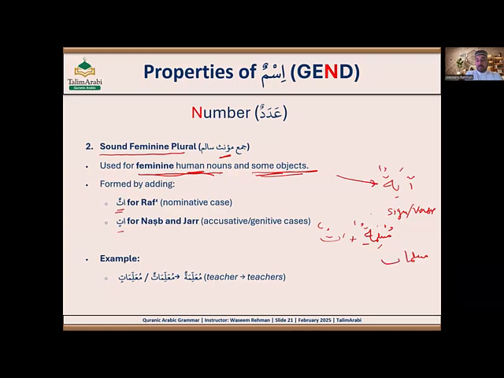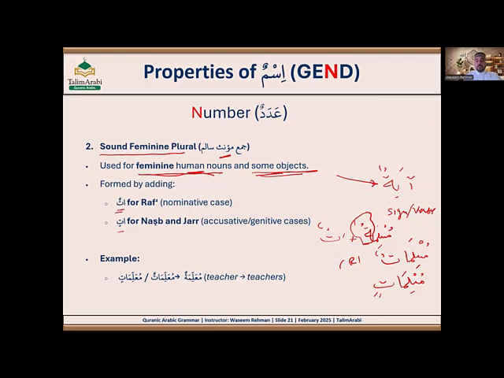And also you are dropping this ta marbuta. Now ta marbuta is gone. So you are dropping ta marbuta and adding atun at the end. For rafa, muslimatun, and for nasab and jar, muslimatin. All right. So for any female or feminine human noun, the pattern is called sound feminine plural, jam' muannas salim.